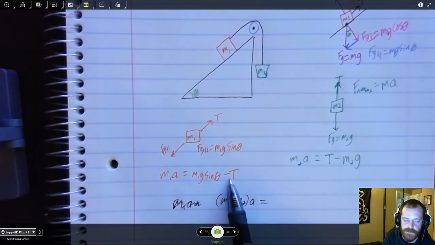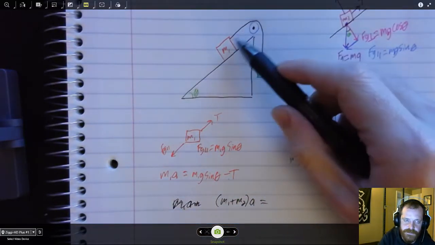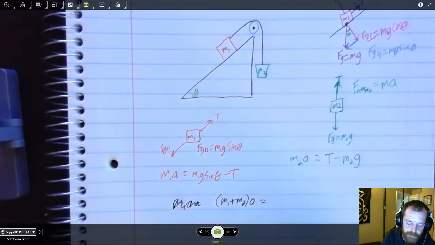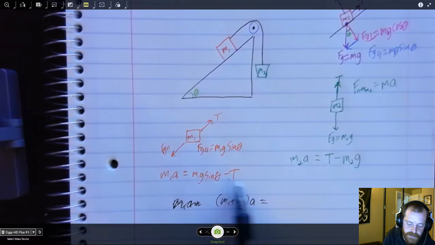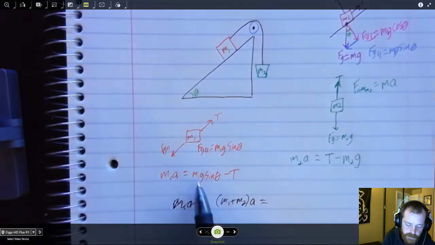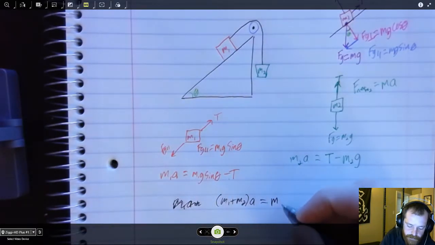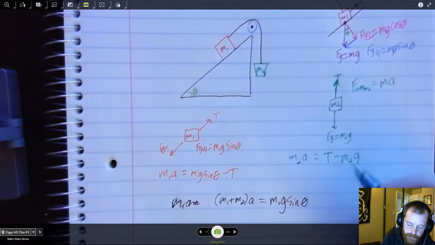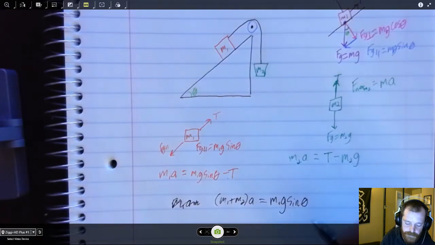These two tension forces are going to cancel out because it's the same tension force pulling back on this box as it is pulling up on that box. And since I'm subtracting tension over here and tension's positive over here, they're going to cancel. So I don't have to worry about tension. I'm just going to write what's left: the mass of the first box times the acceleration due to gravity times sine of theta minus m2g.